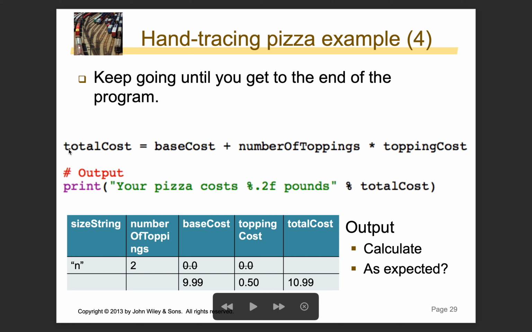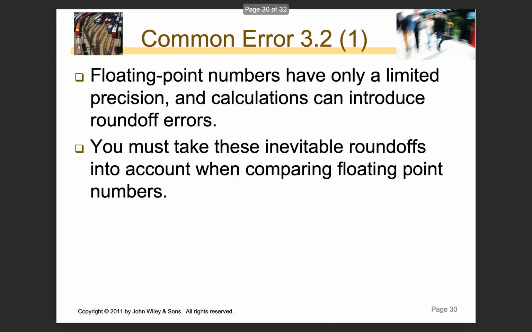So then finally we've got to do a little bit of maths to work out the total cost. So it's the base cost, which is $9.99, plus the number of toppings, which is 2, times the topping cost. So 2 times 0.50, or 2 times 50 pence, is going to be £1. So 9.99 plus 1 is going to give us 10.99. So this is our expected output. And then we can run through the program and check that it gives the same value.